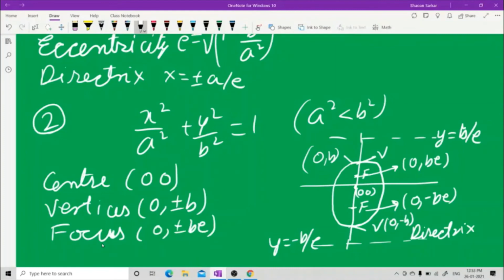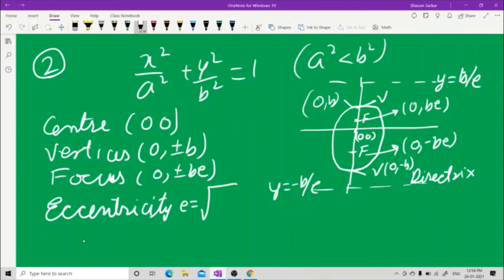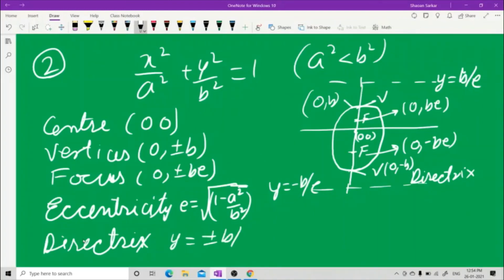Then you have eccentricity in this case also. E equal to under root of 1 minus a square by b square, a square by b square in under root bracket, and the equation of directrix is y equal to plus minus b by e.